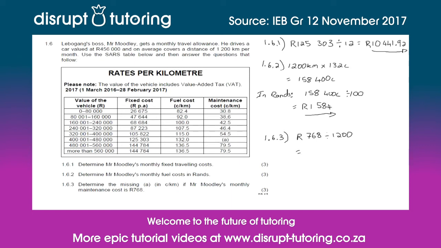In your calculators, this gives us the answer in rands of 0.64. So obviously this is 64 cents, but just to do the conversion, you need to multiply by 100 to get to cents. So this is going to be 64 cents per kilometer. And that's what A is equal to. And that concludes question 1.6.